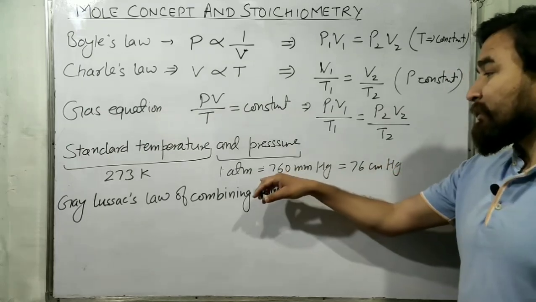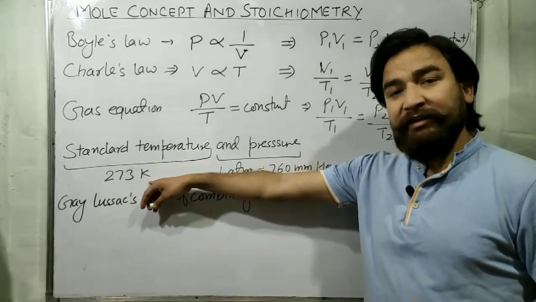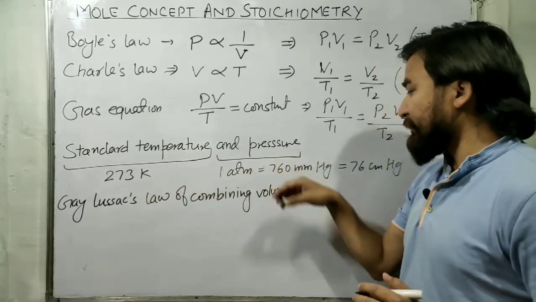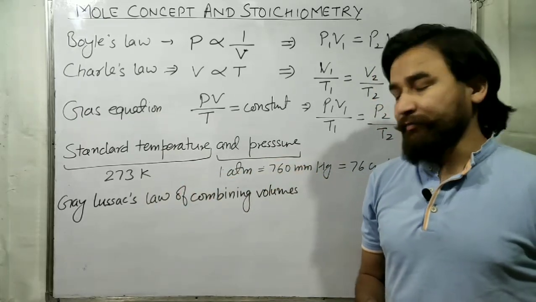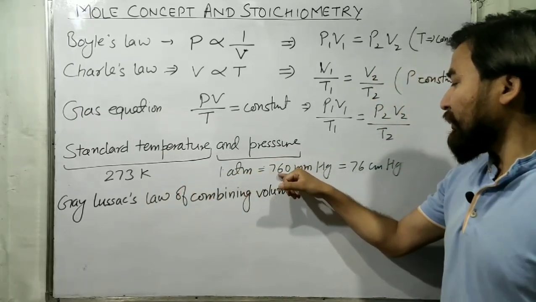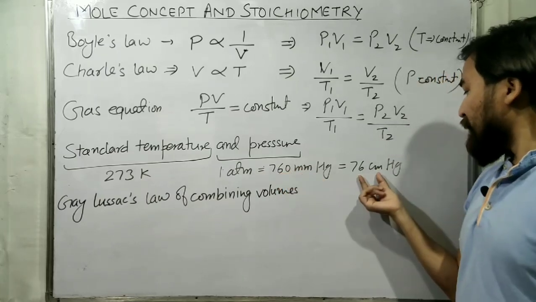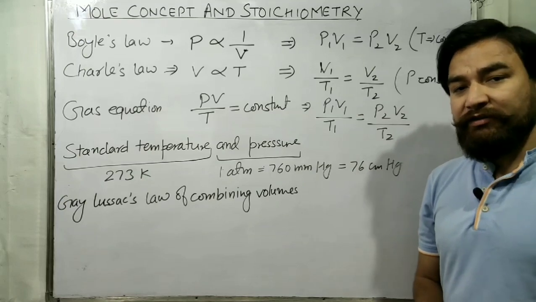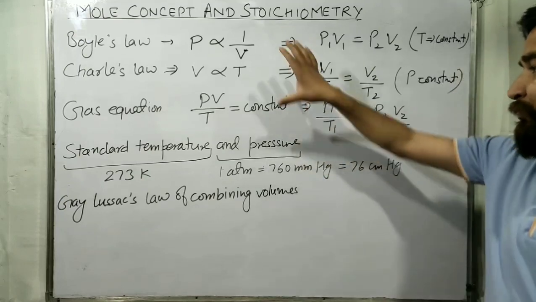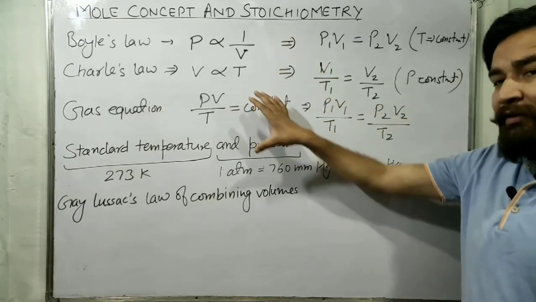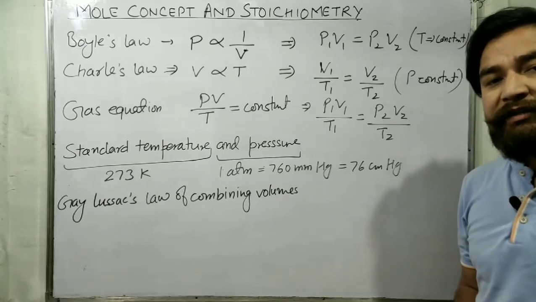So this is standard temperature, that is 273 Kelvin, and standard pressure is 1 atm or 1 atmospheric pressure, that is also equal to 760 millimeter of Hg or 76 centimeter of Hg, that is mercury. So hope you remember these points from the class 9th chemistry.